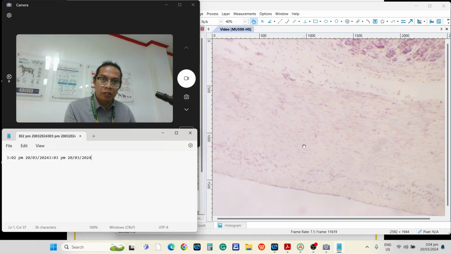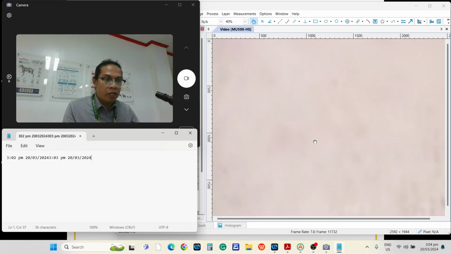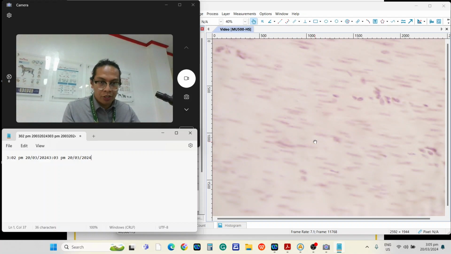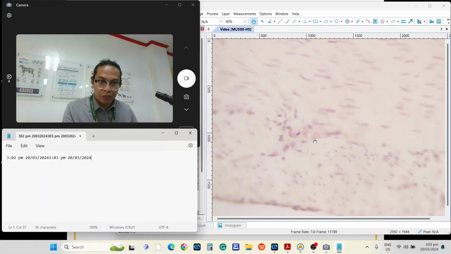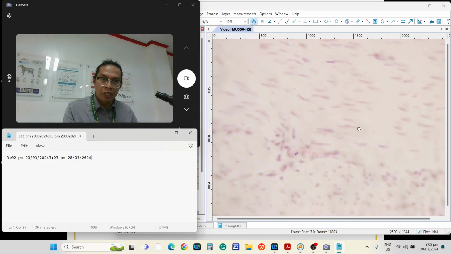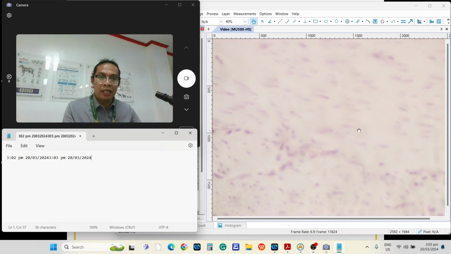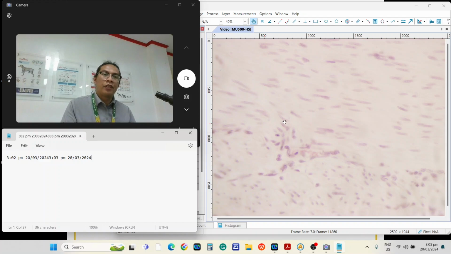Okay, we can actually differentiate them into two layers. We have an inner circular and an outer longitudinal layer. Paano natin nasabi yun? Look at the structure, the shapes of the cell. When the section is in cross section, we can actually see the smooth muscle cell as elongated and spindle shaped. So these are the elongated smooth muscle cells.